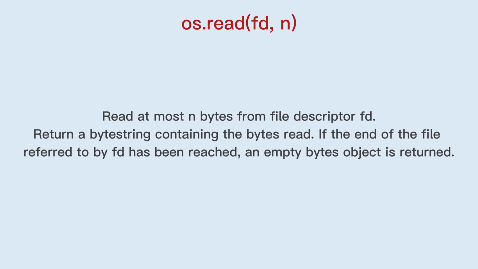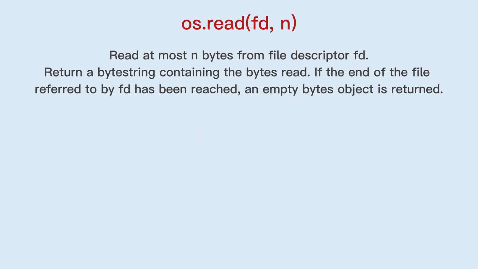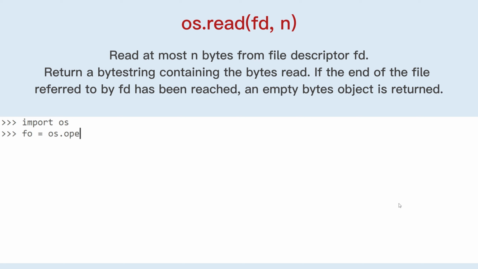os.read. Read at most n bytes from file descriptor fd. Return a byte string containing the bytes read. If the end of the file referred to by fd has been reached, an empty bytes object is returned.